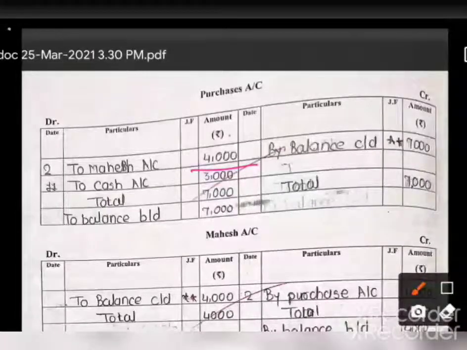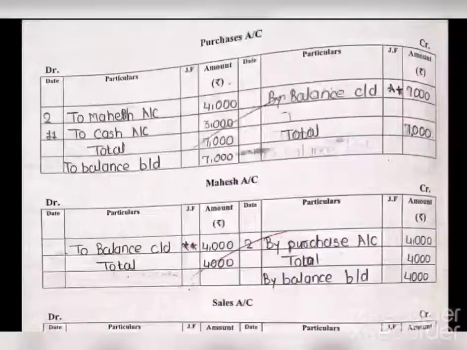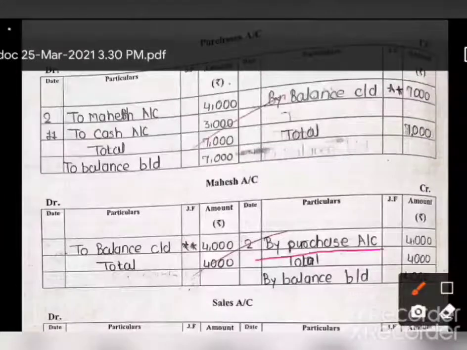So now we will see how it is written in the Mahesh account. You can see in Mahesh account the purchase is written by purchases account. The prefix by is used because Mahesh account is credited. By purchases account, the 4,000 is entered. So here in this situation it is a credit balance of 4,000 rupees.